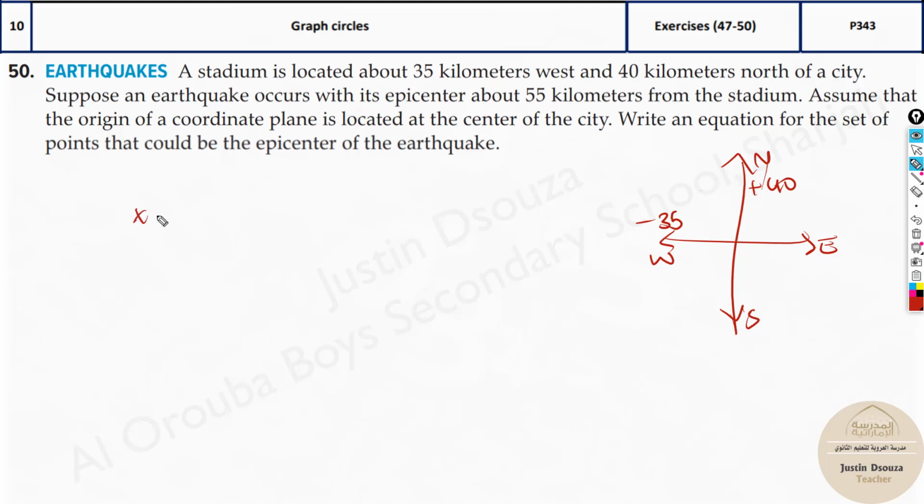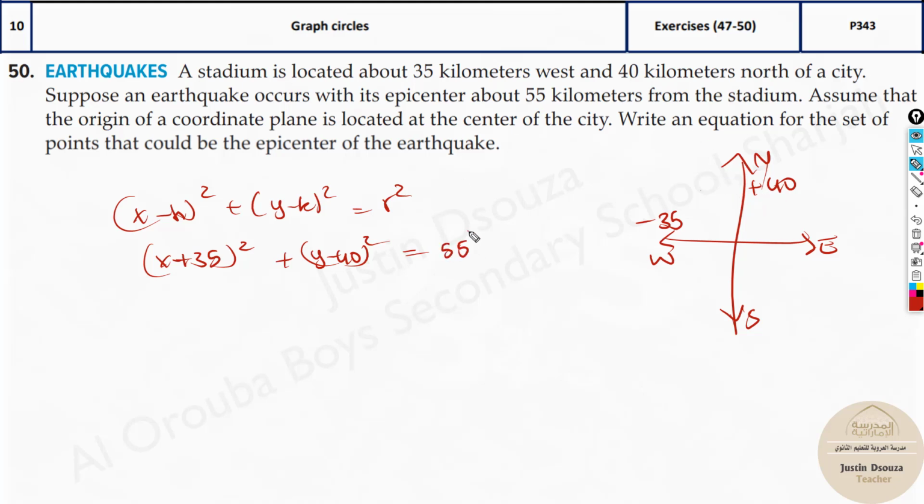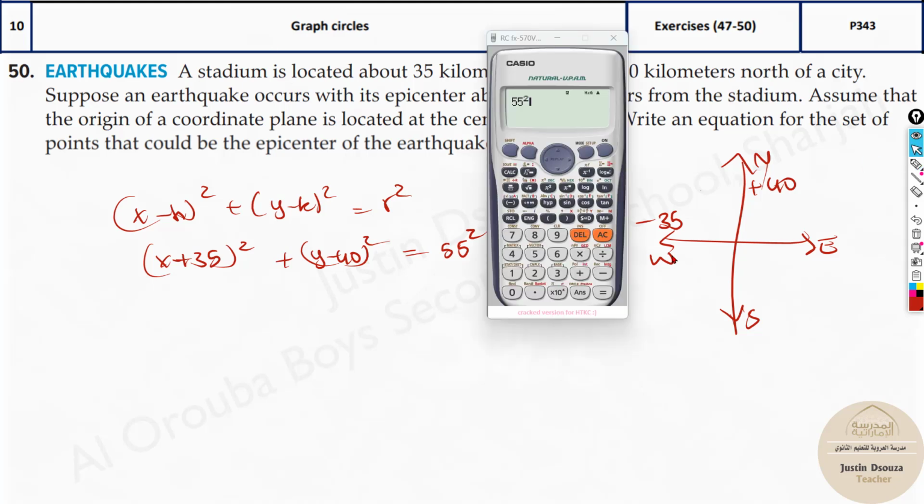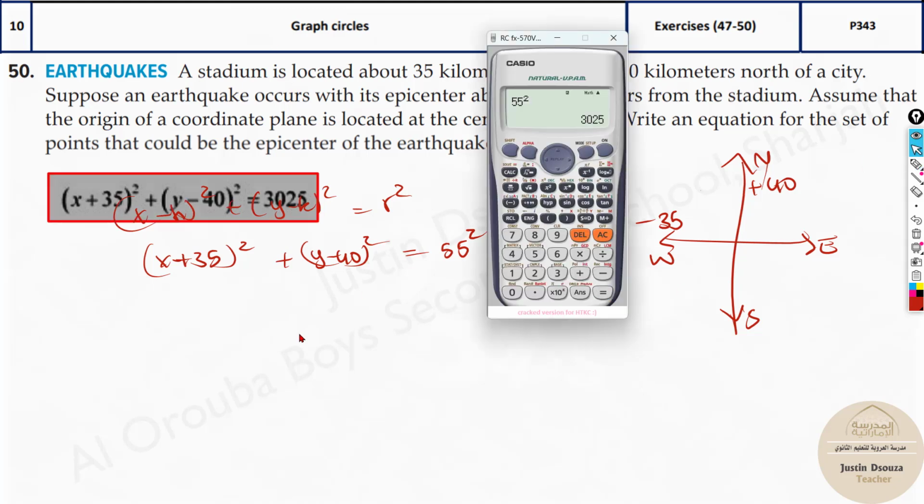So all you need to do is use the formula x minus h the whole square plus y minus k the whole square equals r square. So x minus, now over here it will be plus 35, whole square, plus y minus 40 the whole square equals r square, which here is 55 square. Just put it in the calculator, you will get the answer. The square of 55 is 3025, so that is the answer. You can see it over here.